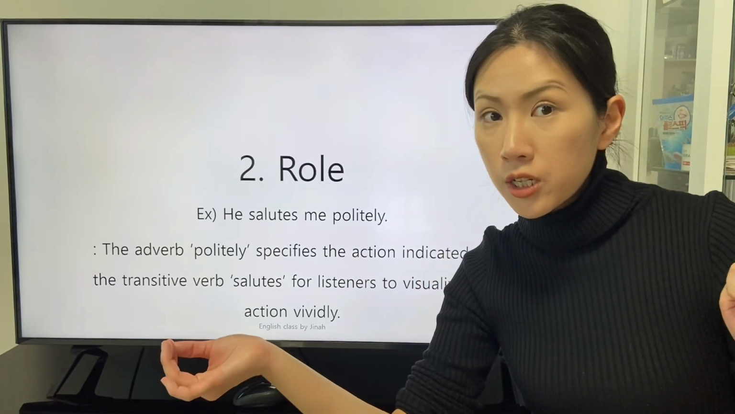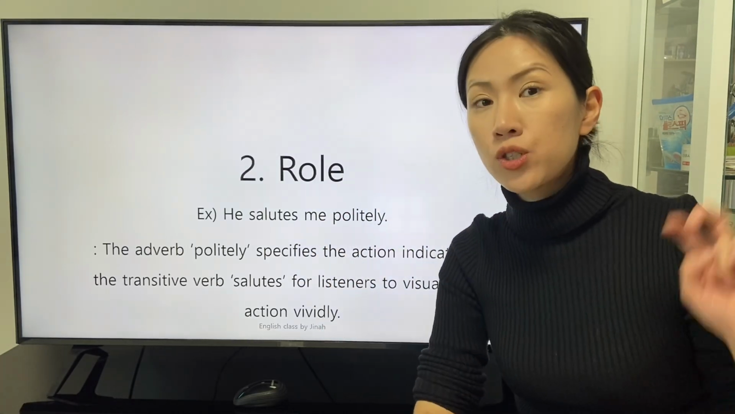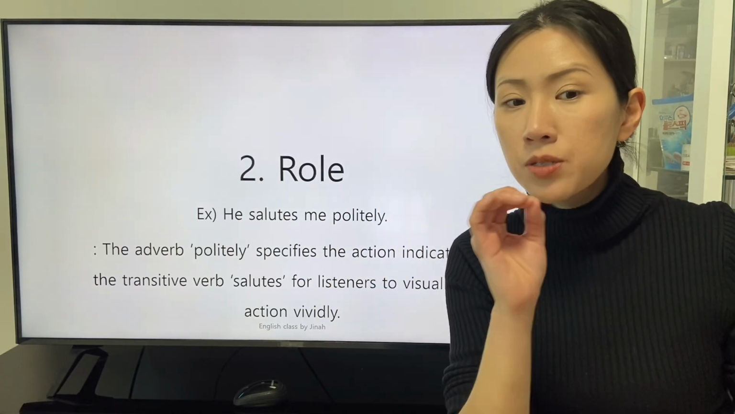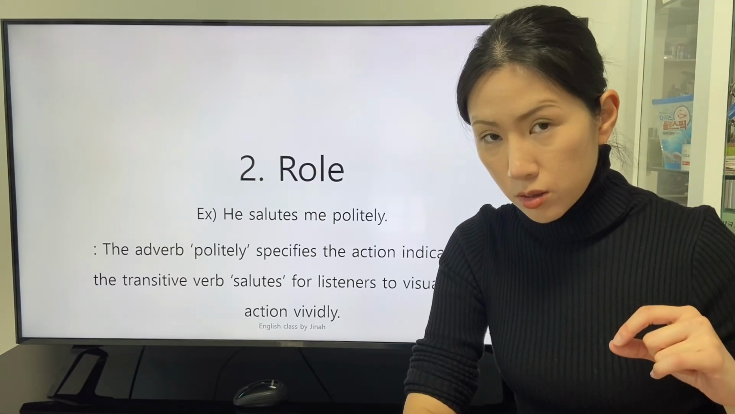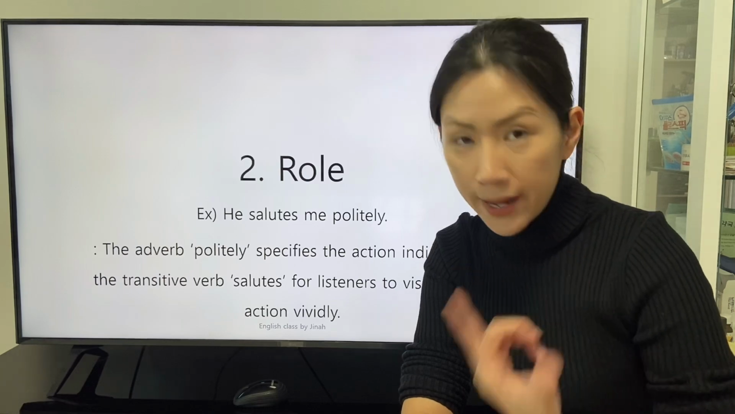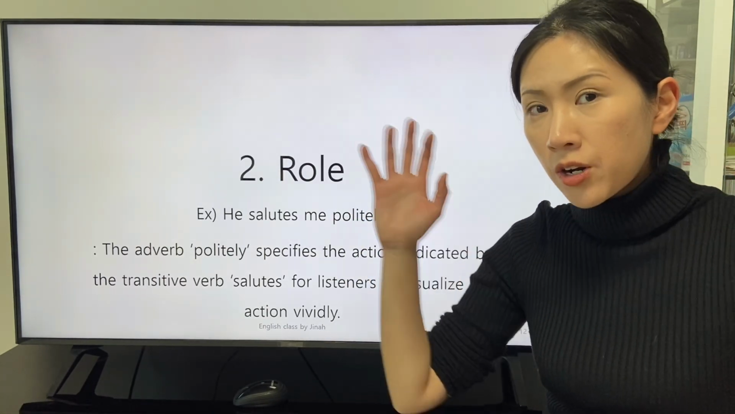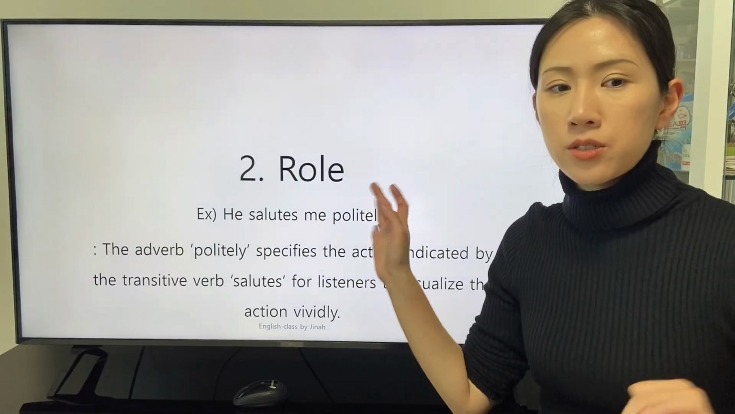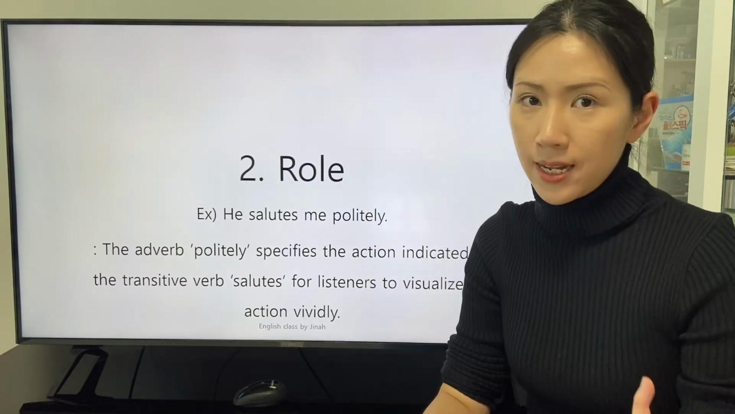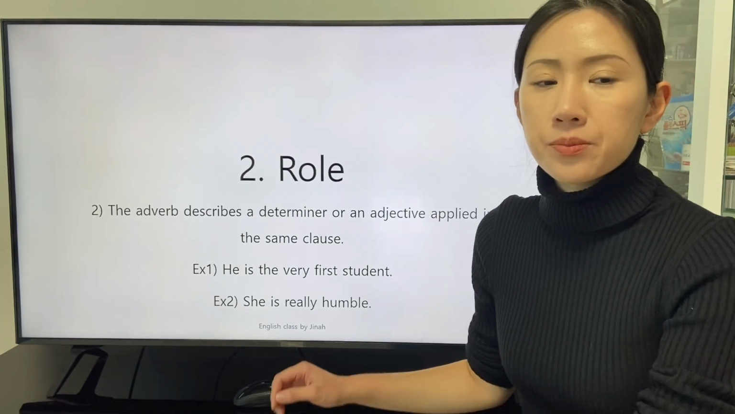Because the adverb is additional to a clause. This clause can be divided into two clauses. He salutes me. The way he salutes me is polite. The two clauses are infused into this clause. He salutes me politely.